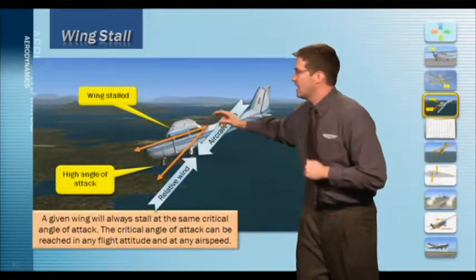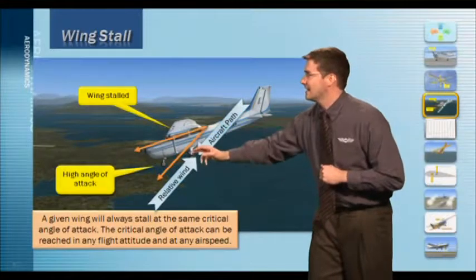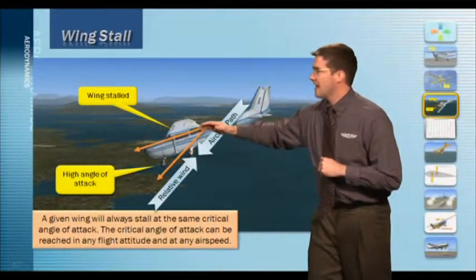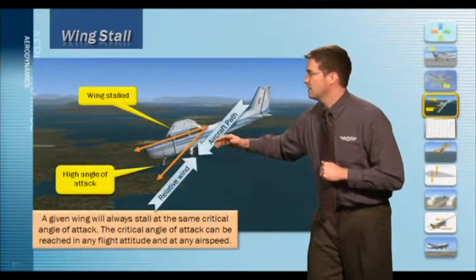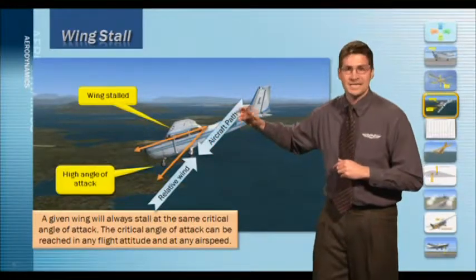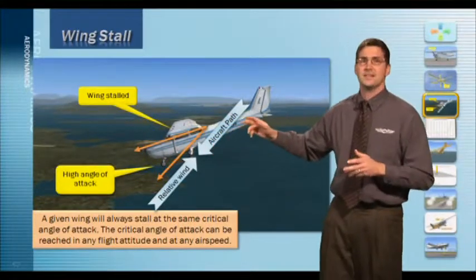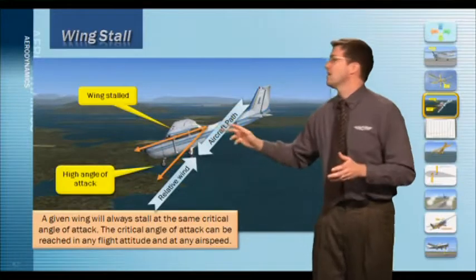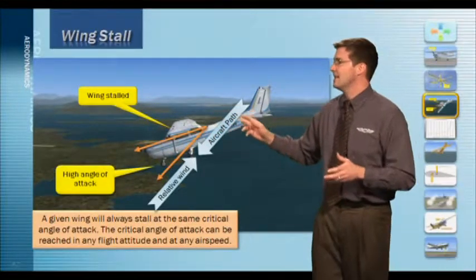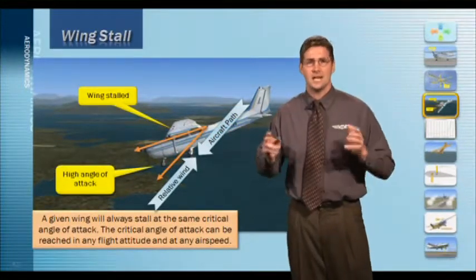You can see right here that even though the aircraft is descending, the angle of attack relative to the relative wind is great and has actually been exceeded. And therefore, the aircraft is in a stall. The critical angle of attack can be reached in any flight attitude at any airspeed.